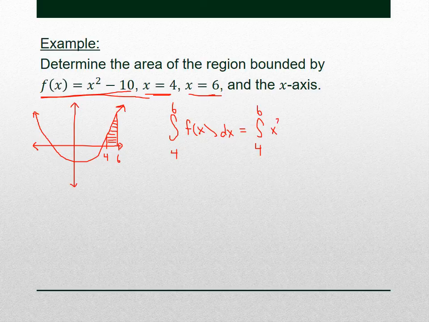All right, so what is this definite integral? Well, it's the integral from 4 to 6 of x squared minus 10 dx. Right, and I'm assuming that you guys are comfortable with taking these definite integrals from 5.3.